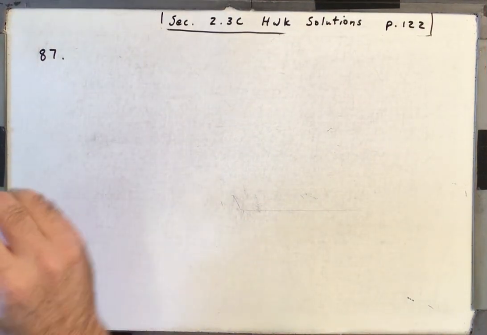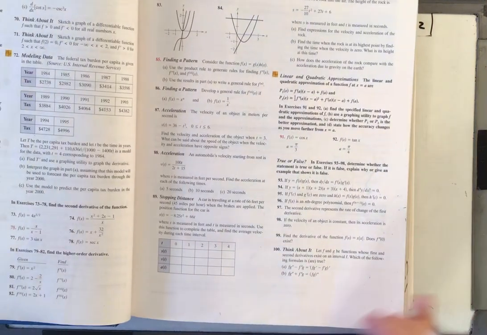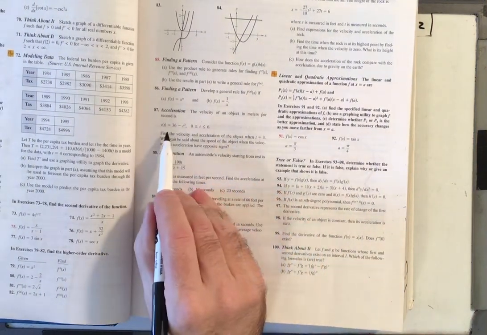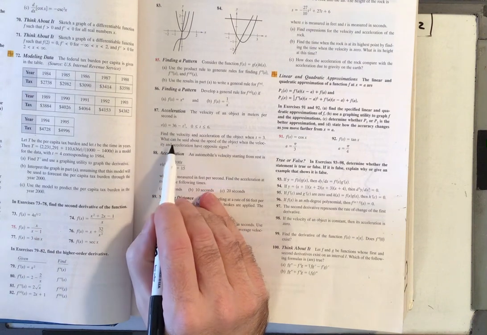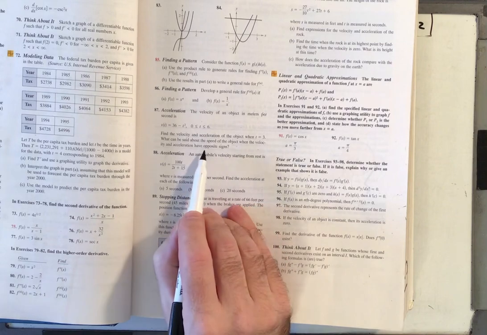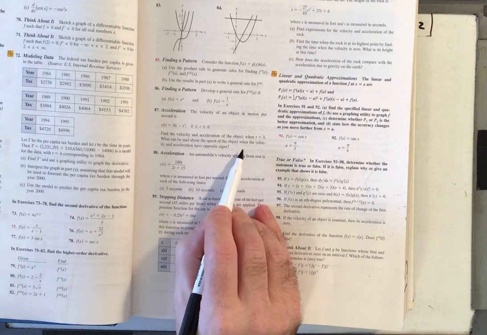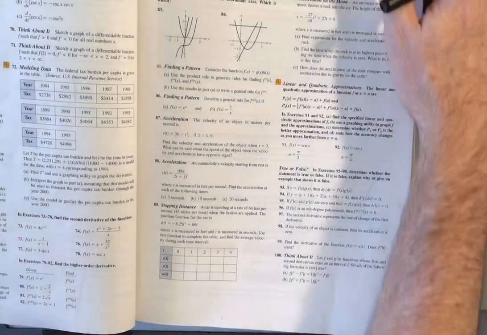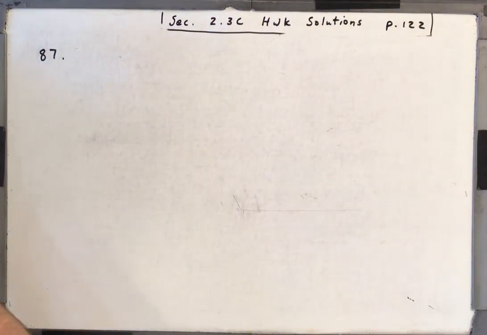Okay, number 87. It says that the velocity of an object in meters per second is v of t equals 36 minus t squared. Find the velocity and acceleration when t is equal to 3. And what can be said about the speed of the object when the velocity and acceleration have opposite signs?